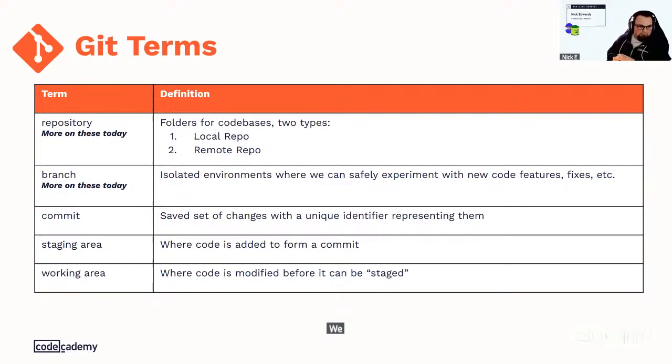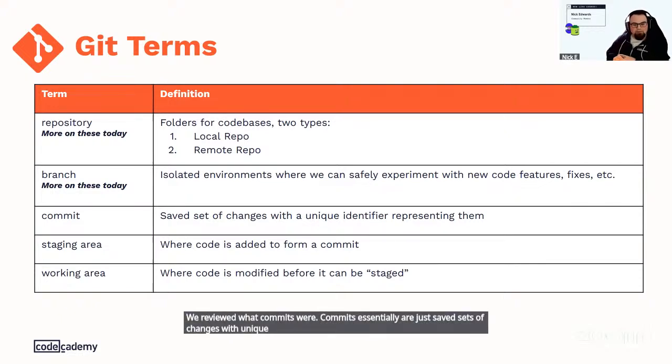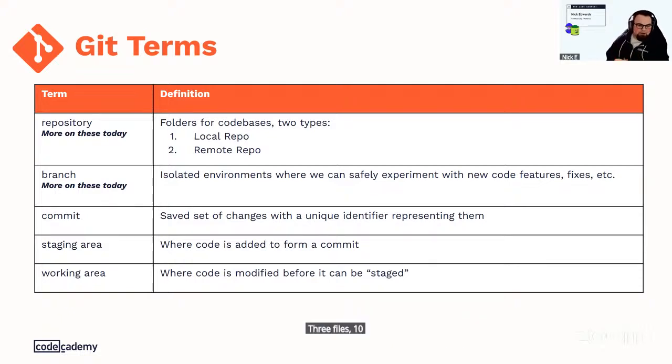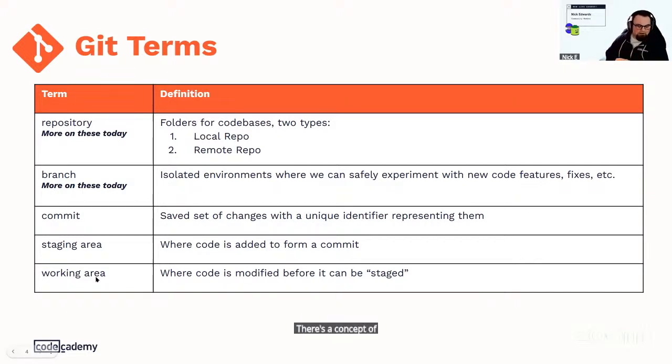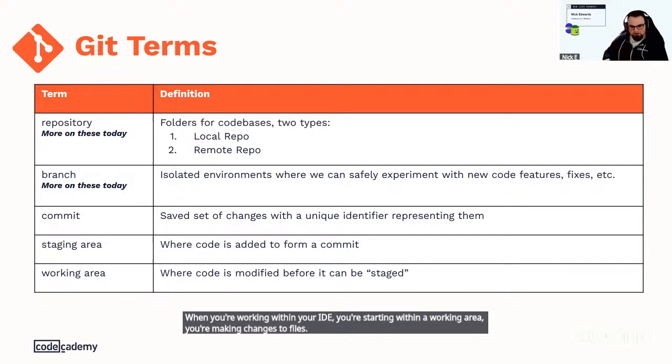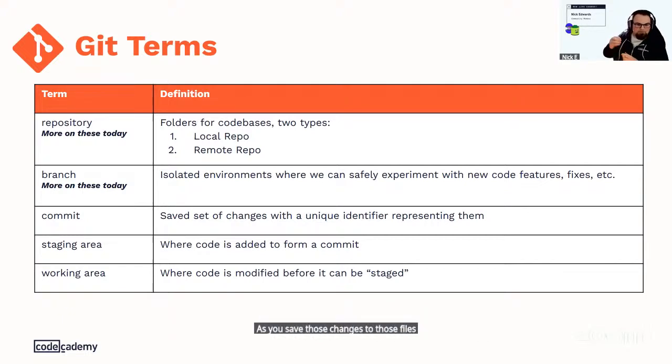We reviewed what commits were. Commits essentially are just saved sets of changes with a unique identifier representing them. A commit can represent changes made to one file, 3 files, 10 files, however many files you made changes to. When you take changes that you make within your working area, so you see that term there, there's a concept of a working area and a staging area. When you're working within your IDE, you're starting within a working area, making changes to files. As you save those changes to those files, you can stage them. Think of it as two-stage. You stage those changes within what's known as your staging area.